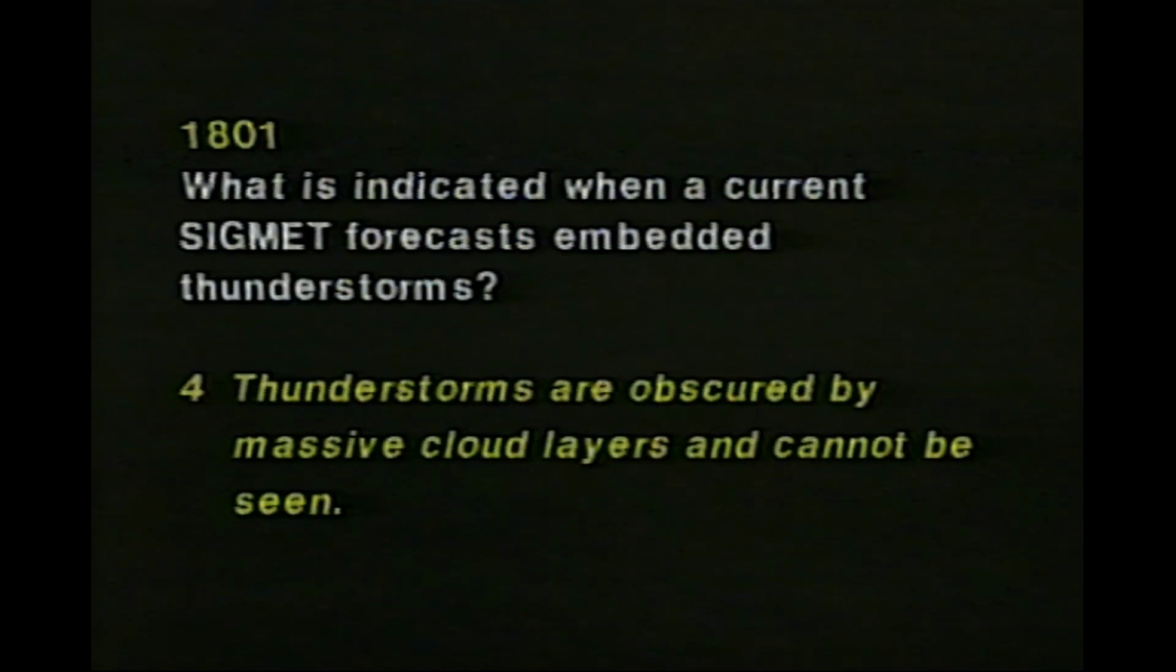Remember, a SIGMET is applicable to all aircraft. AirMets are just for smaller aircraft. So when they talk about embedded thunderstorms, what they're really asking in this question is just what's the definition of embedded thunderstorms? That's answer 4. Thunderstorms are obscured by massive cloud layers and cannot be seen.